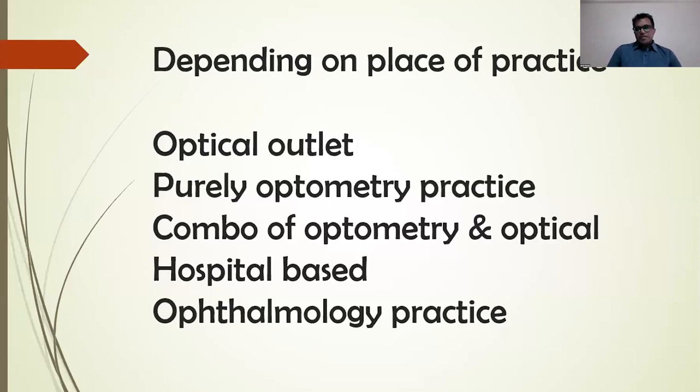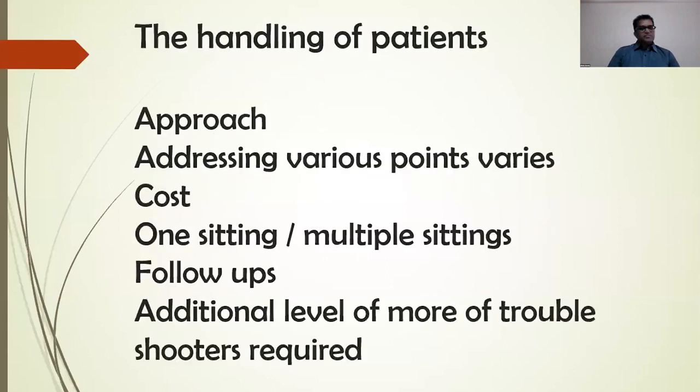In a purely optometric setup, it is easier for you to convince a patient what astigmatism is, why vision quality is more important, and why a toric lens is important. Even in a combination of optometry and an optical setup, it is easier to convince the patient why he should go in for toric lenses. In a hospital-based or ophthalmology practice, it's even easier because patients most of the time listen to your advice. So if you tell the patient, sir, madam, you should be wearing toric lenses, it's easily accepted and it makes your job easier to dispense a toric lens.